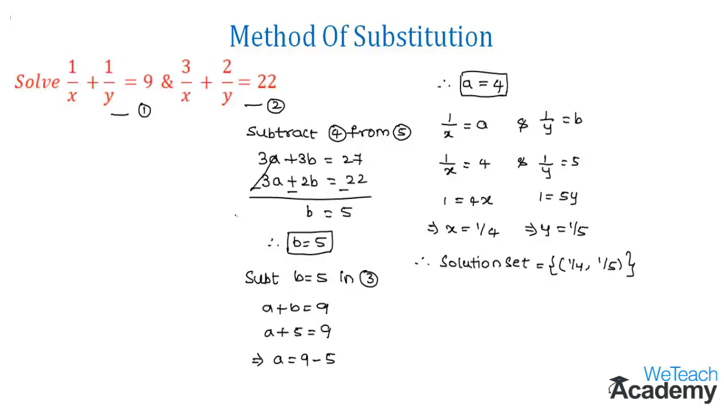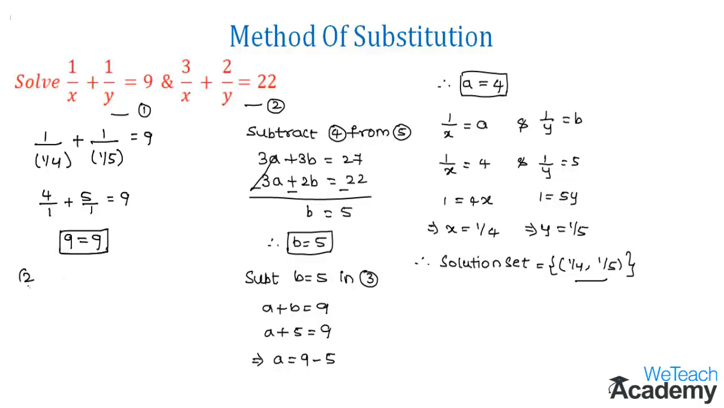Let us verify whether this solution is correct or not. In order to verify, let us substitute the values of x and y in equation 1. On substituting, we get 1 by 4 plus 1 by 5 is equal to 9. Here 1 by 4 in the denominator gets reciprocal, and we get 4 by 1. Similarly, the second term 1 by 5 gets reciprocal, and we get 5 divided by 1 is equal to 9. By adding 4 plus 5, we get 9 on the LHS is equal to 9. Therefore, we observe that LHS is equal to RHS.